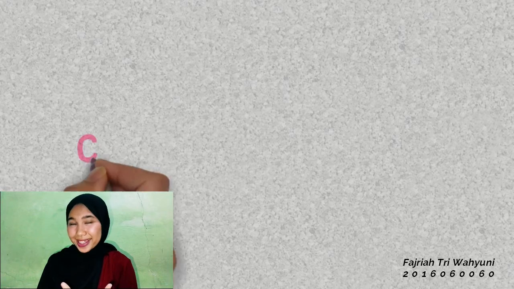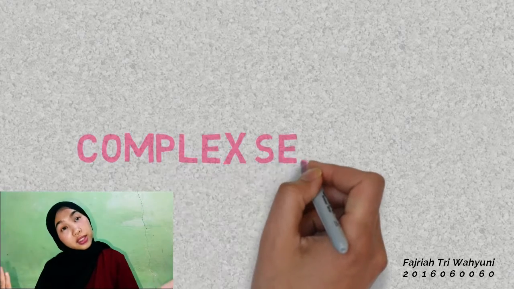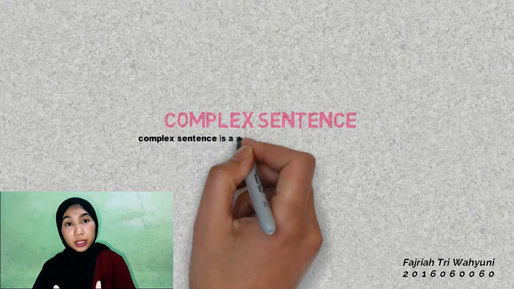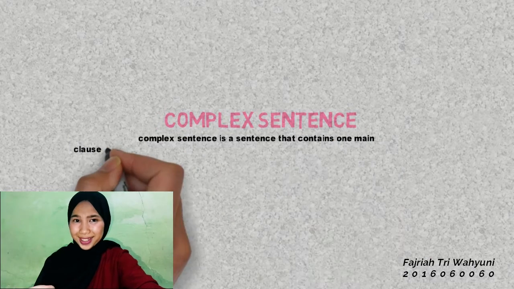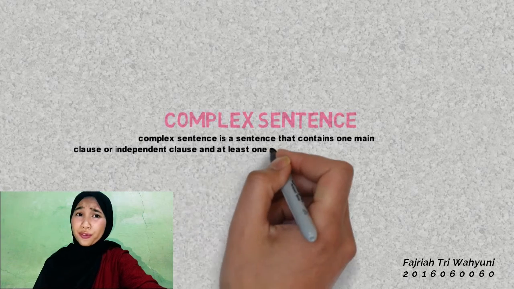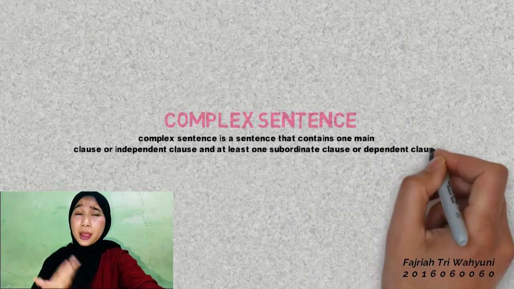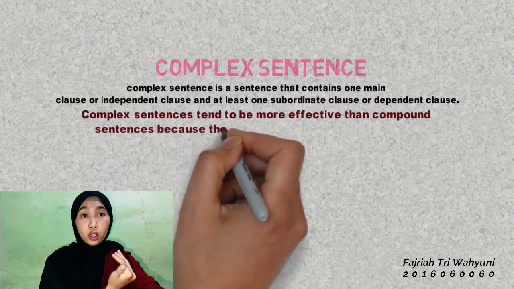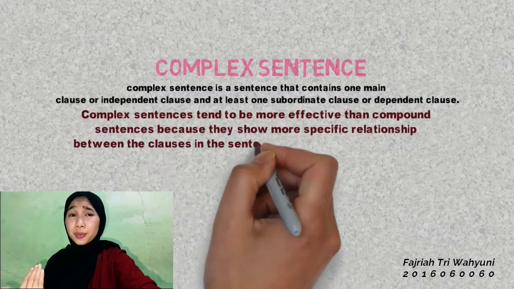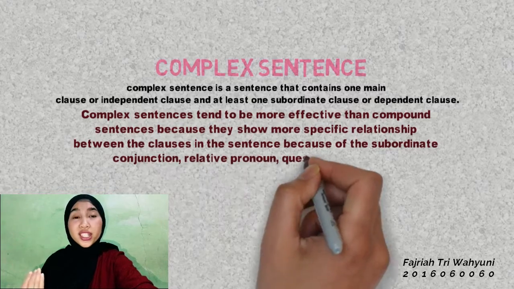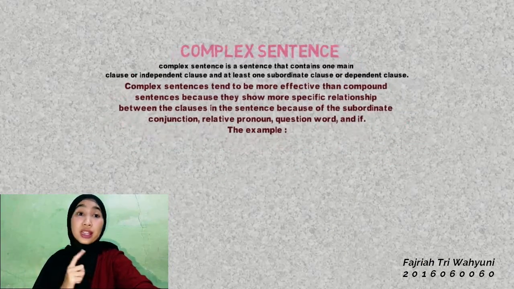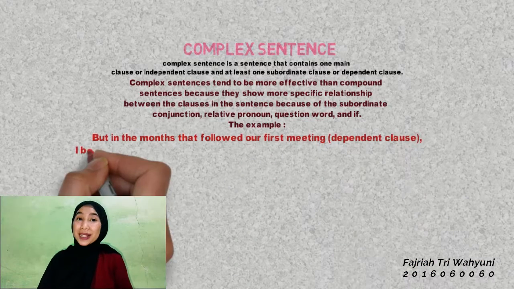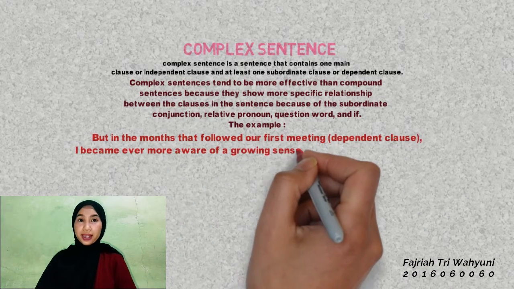What is a complex sentence? A complex sentence is a sentence that contains one main clause or independent clause. Complex sentences tend to be more effective than compound sentences because they show a more specific relationship between the clauses in the sentence because of the subordinate conjunction, relative pronoun, question word, and if. Simple example of a complex sentence.